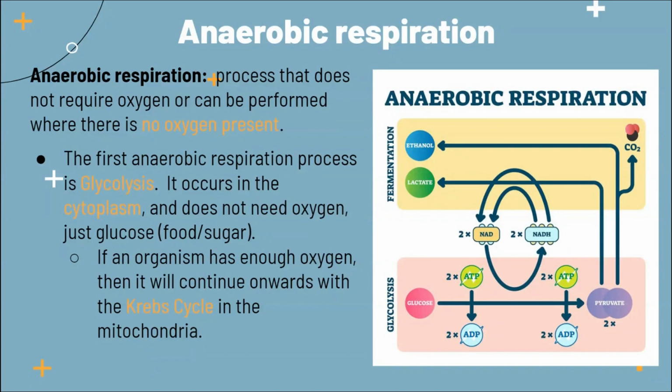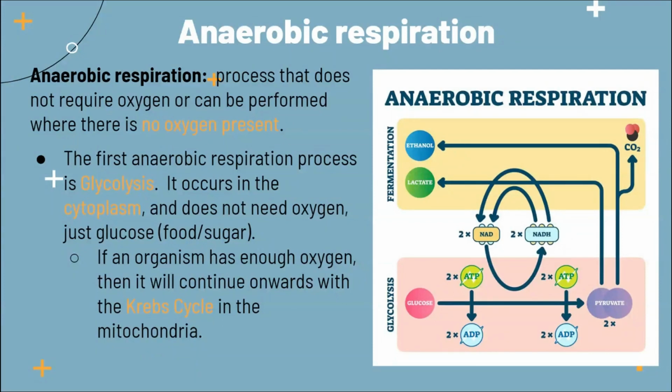Now, as I said before, anaerobic respiration is a process that does not require oxygen and can be performed where there's no oxygen present. We have that in our notes already. But let's talk about the first anaerobic respiration process, which is glycolysis. We already know this. This is the first step that we already studied, and it occurs in the cytoplasm. Again, we already know this. It does not need oxygen. It just uses the glucose, because it breaks it down into pyruvic acid.